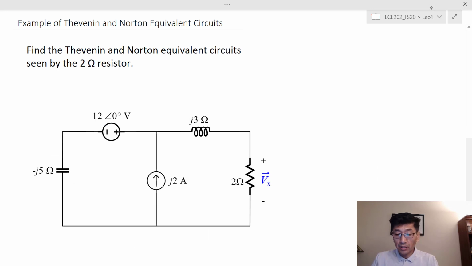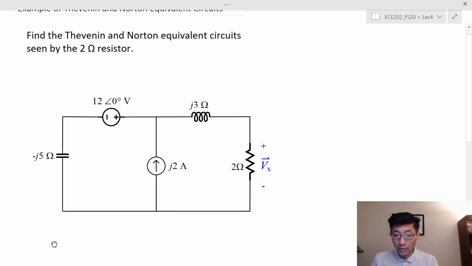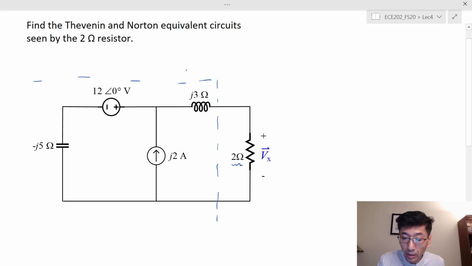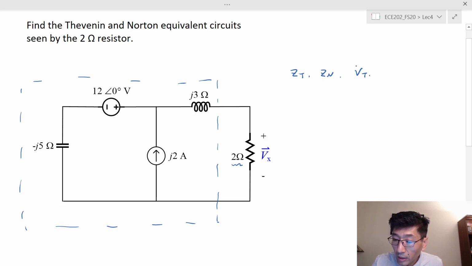Check that out. For the Thevenin equivalent circuit, we have this resistor, and we're trying to find the Thevenin equivalent circuit seen by this 2 ohm resistor. Basically, I want to find the Thevenin equivalent circuit in this dotted box here, right? To find Thevenin and Norton, I need to find Z sub t and Z sub n and V sub t and V sub n, right?